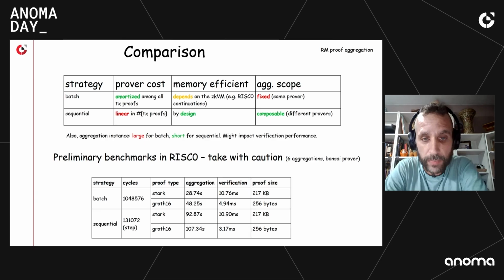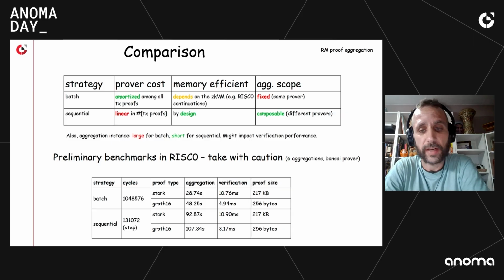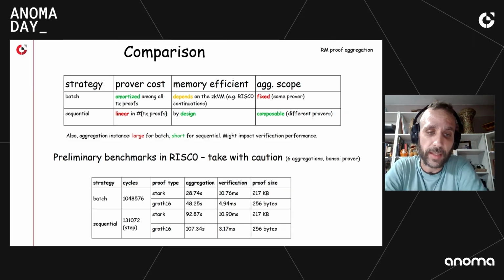And regarding proofs, we have benchmarked two types of proofs: Starks and Groth16 proofs. For Stark's aggregation in the batch approach takes roughly 30 seconds, and proofs are roughly 200 kilobytes. And for Groth16, it takes like 50 seconds, but proofs are very short. And for the sequential, for the Stark approach, it is almost triple the proving time, the aggregation time, and for Groth16 it is almost double.